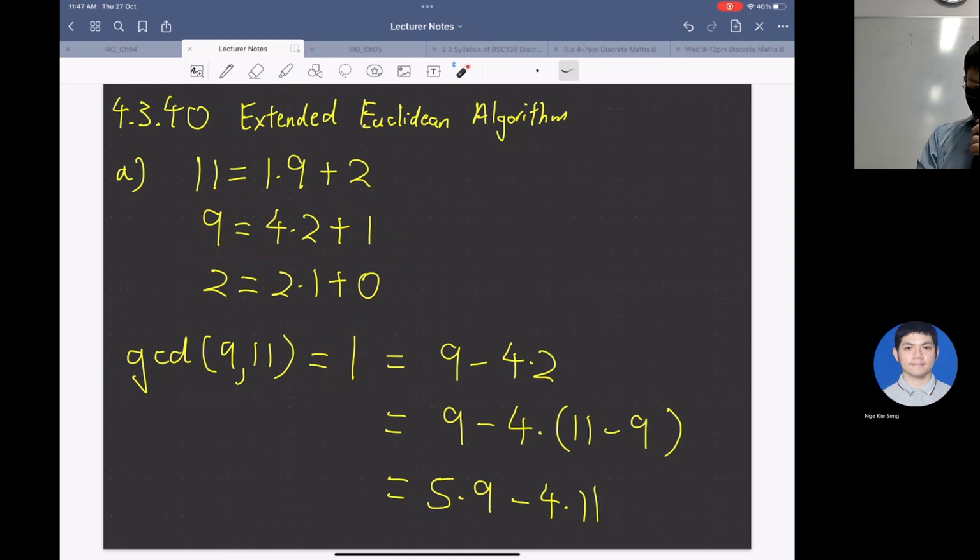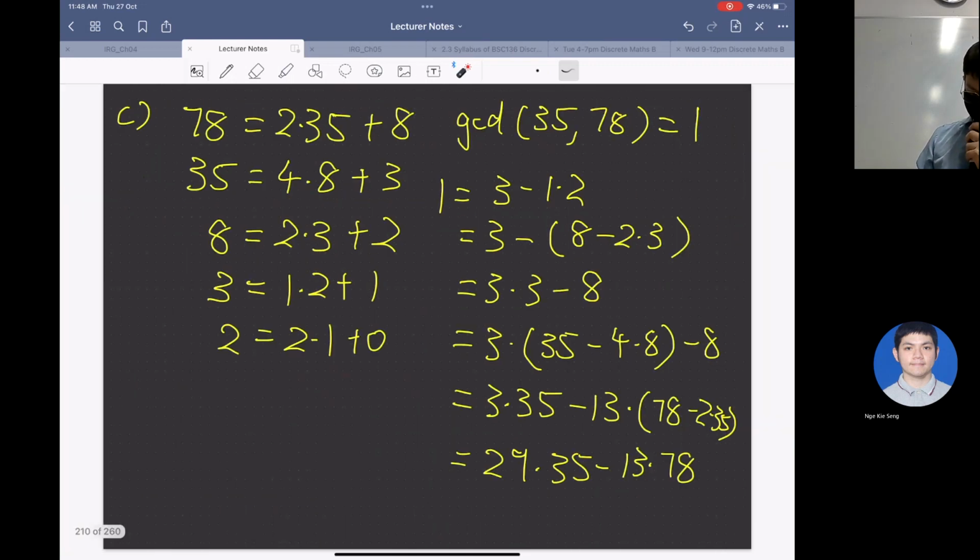So how you go backward is you keep substituting back the remainder. For this case, you got 1. So 1 is the remainder, then you substitute it back into the equation, and then you got 2 here, 2 is the remainder, and then you substitute into the previous equation. Maybe this one is too short. I'll show you a longer one. So let's say the GCD of 35 and 78 is 1.